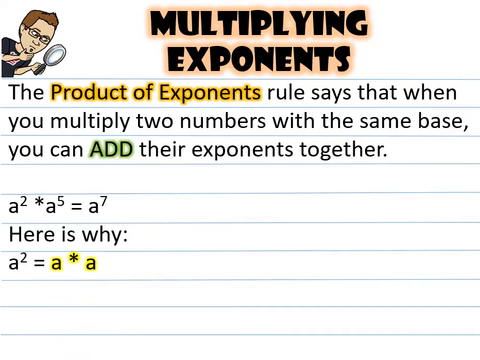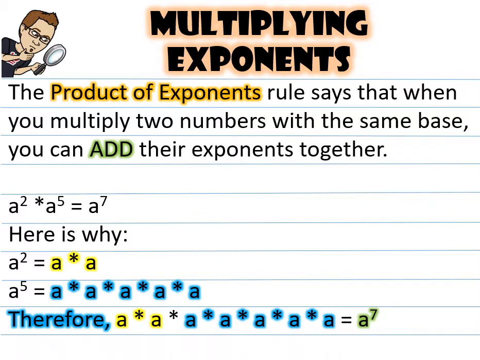And here's why. A to the second power is a times a. A to the fifth power is a times a times a times a times a. So therefore, we have two a's and we have 5 more a's, and we're multiplying them. And so if you're going to multiply them, you could just put them all together and call it a to the 7th power.